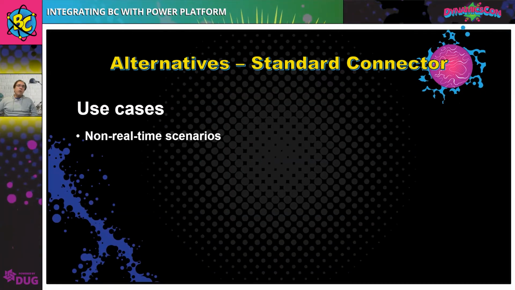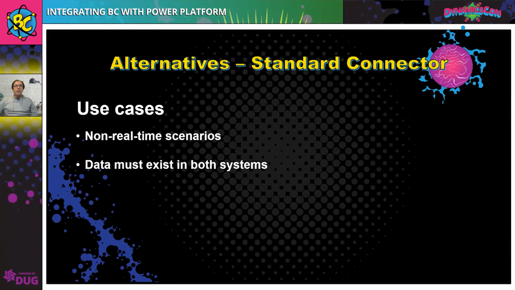And because there is actually data replication, that is another use case where you can use the standard connector, when the data must exist on both systems, right? Remember that we talked before on virtual entities. All of those changes, although happening in Dataverse, were always saved into BC, right? So the data only existed on BC, and was exposed through an API into Dataverse.